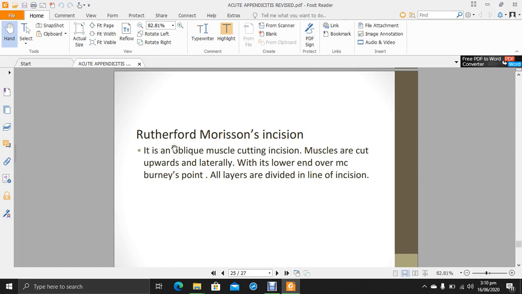Rutherford Morrison incision. Sometimes the appendix lies at a high position, sometimes up to the right hepatic flexure, when the cecum is elevated. In that condition, we extend the gridiron incision upward and laterally by an oblique muscle cutting incision. Muscles are cut upward and laterally with its lower end over the McBurney point. All layers are divided in the line of incision.